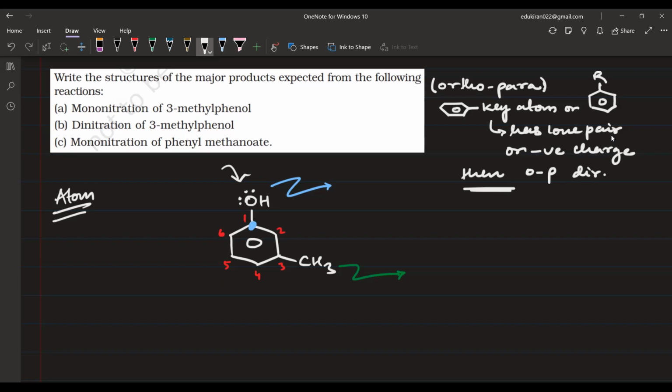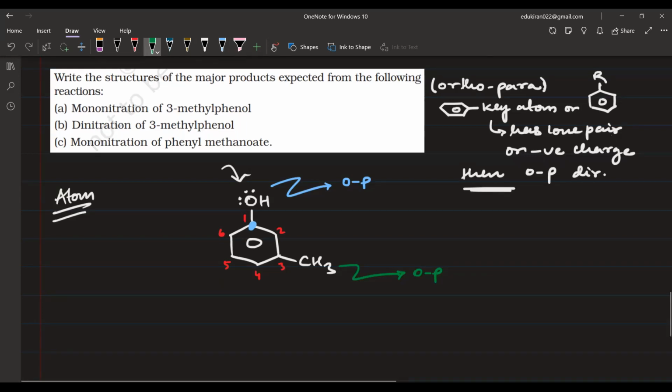Key atom has lone pair electron or negative charge, then it is ortho para directing. Now, so OH is what? Ortho para directing. Yes or no? Please tell me. OH is ortho para or meta? Ortho para. CH3 is ortho para or meta? Ortho para directing. ठीक है, CH3 क्या है? Ortho para directing group. Okay.